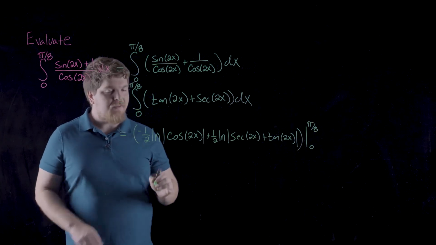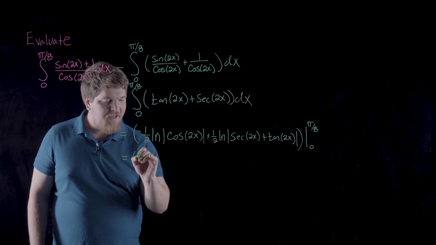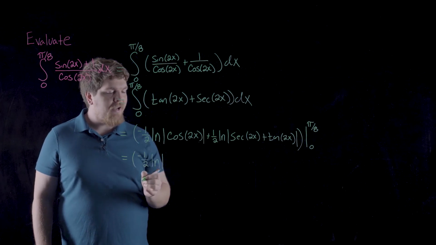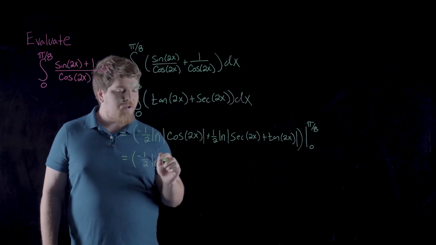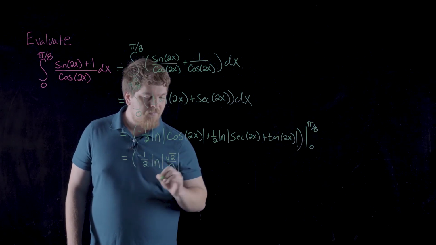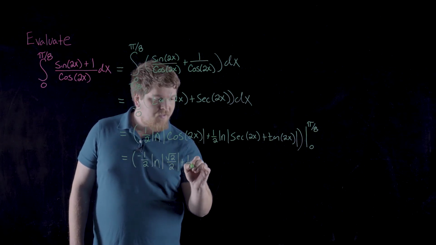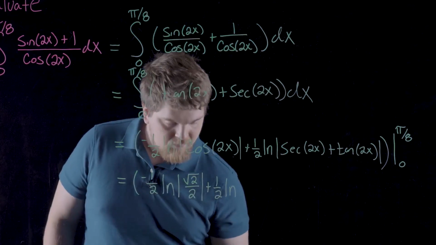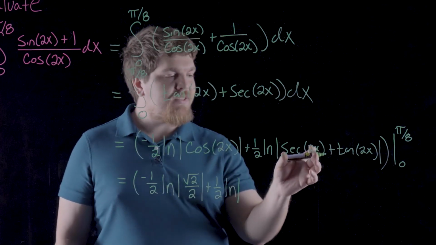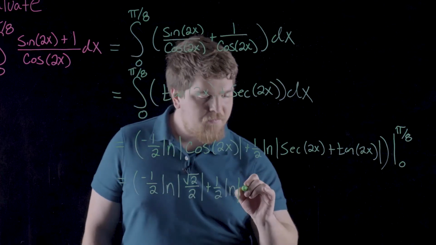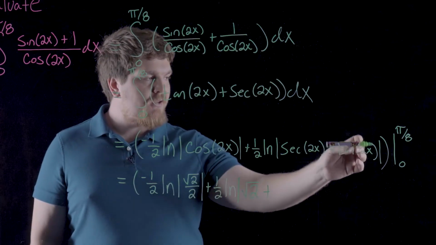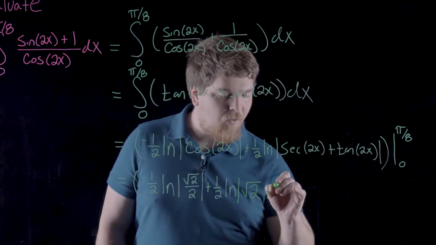So we'll begin by substituting in pi over 8. This will leave us with a negative 1/2 the natural log of cosine of 2 times pi over 8, which is cosine of pi over 4, which we know is the square root of 2 divided by 2, plus 1/2 times the natural log of the absolute value of secant of 2 times pi over 8, which is secant of pi over 4, which is the square root of 2, plus tangent of 2 times pi over 8, which is tangent of pi over 4, which is 1.